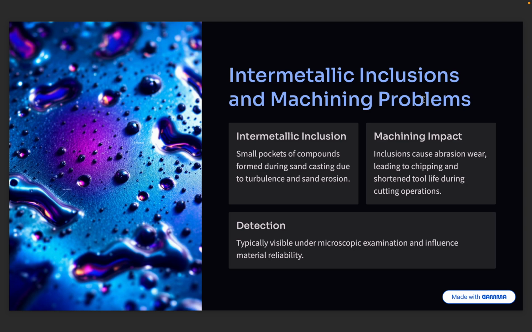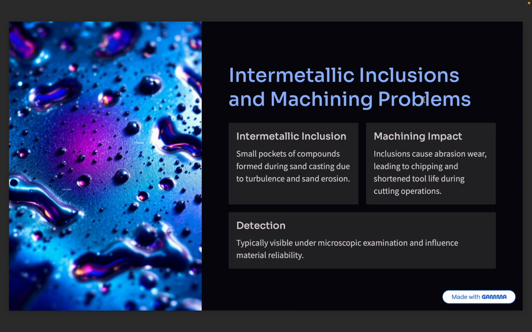So turbulence, when we put that metal in the sand during casting, if we pour it very fast or very frequently, then the flow becomes turbulent, and it directly affects the sand. The metal reacts with that sand and forms pockets of compounds on the resultant metal.